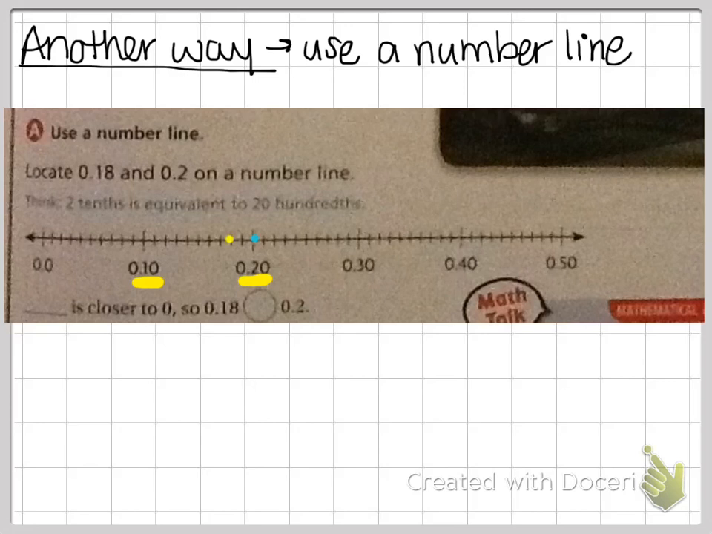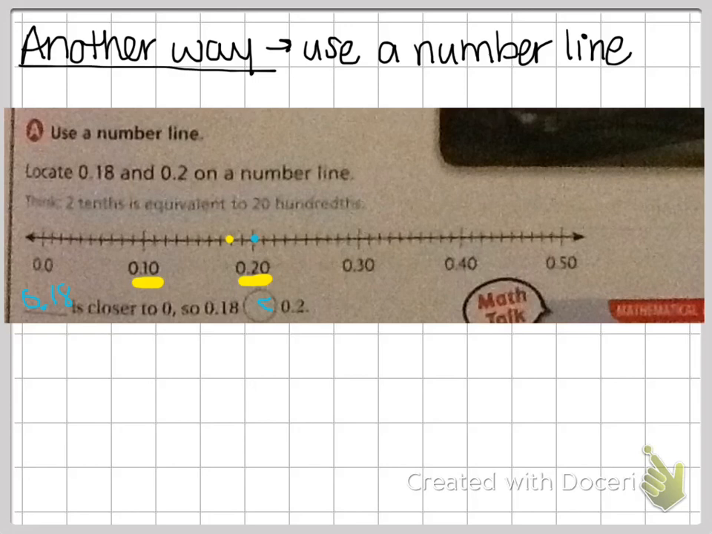Now, how do we use that to see which one is greater? Well, 0.18 is closer to 0. And any number that's closer to 0 is going to have a smaller value than a number that's farther away from 0 when we're talking about positive numbers. So 0.18 is still less than 2/10.